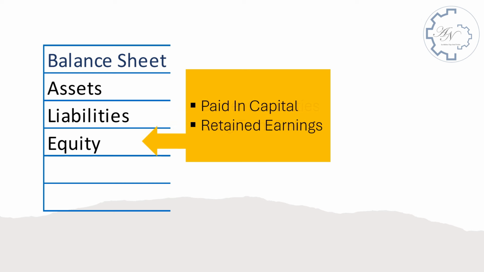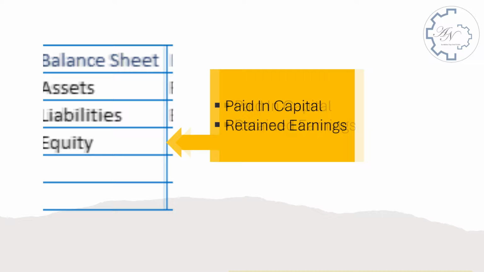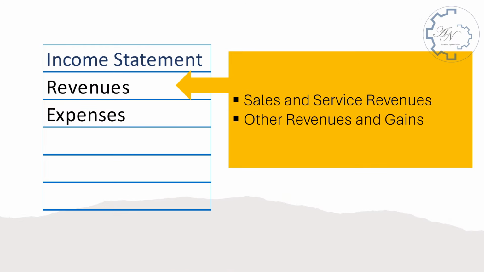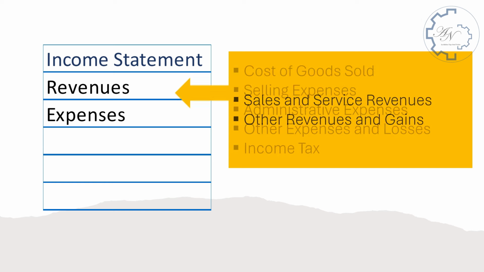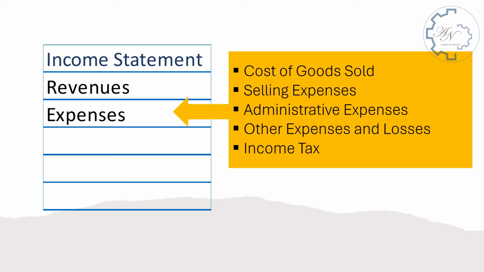Equity is divided into these subcategories. Paid in capital, it will be common and preferred stock and additional paid in capital, or it will be owner or partner capital, depending on the entity. Retained earnings, which has a financial statement, it contains net income and dividends. Then we have an income statement that contains revenues and expenses. Revenues contain sales and service revenues and other revenues and gains. Expenses contain cost of goods sold, selling expenses, administrative expenses, other expenses and losses and income tax.